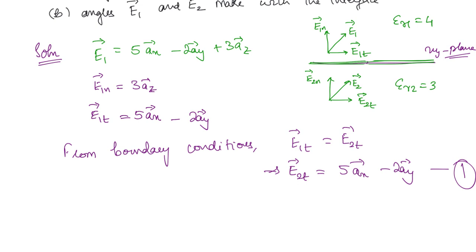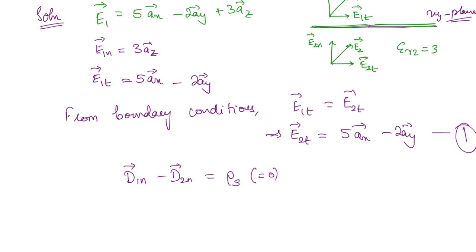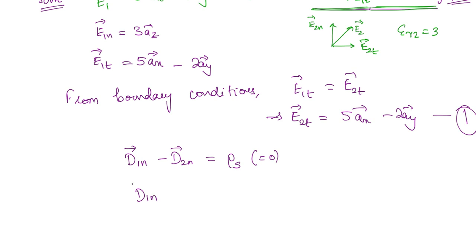And so that is the first bit, right? We have to find E2 bar. E2T bar we have found out, we just have to find E2N bar. So what is the second boundary condition? The second boundary condition is D1N bar minus D2N bar is equal to rho S. Since no rho S is given, we can take this as 0. So D1N bar is equal to D2N bar.